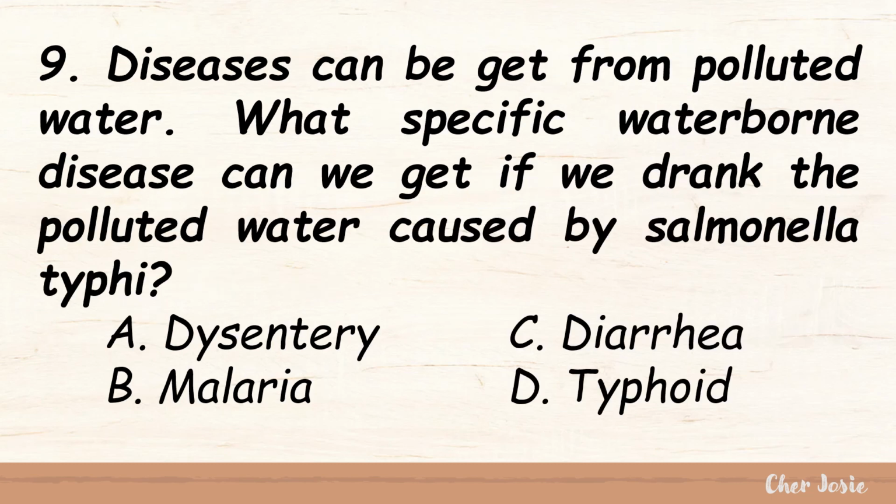Number 9. Diseases can be gotten from polluted water. What specific waterborne disease can we get if we drink polluted water caused by Salmonella typhi? A. Dysentery. B. Malaria. C. Diarrhea. Letter D. Typhoid. Go. Ball pens up. The correct answer is letter D. Typhoid.